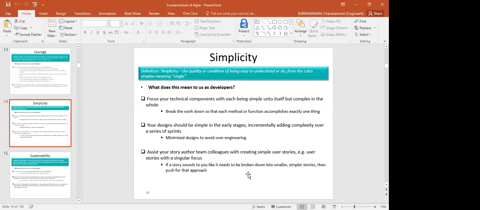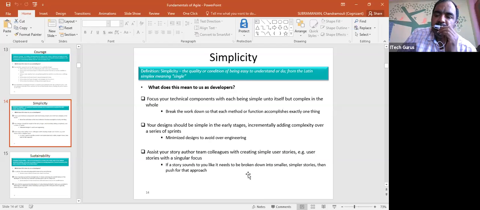Okay. Thank you. Simplicity is the art of maximizing the amount of work not done. What is the meaning of this? Vishwa, what is the meaning of this?